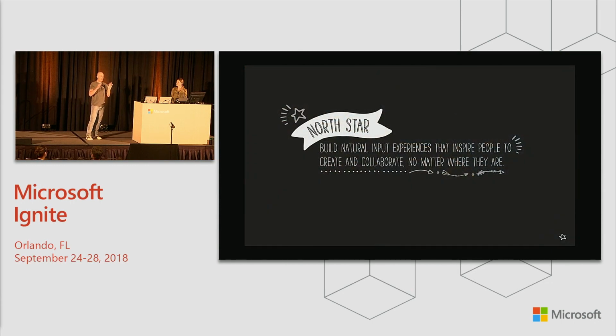So we're going to start in the modern input space. And really our North Star here is to build natural input experiences that inspire people to create and collaborate no matter where they are. And that last piece, no matter where they are, is really important. Obviously today, Office is super great if you have a keyboard and a mouse and you're sitting at your desk or you're working on your laptop. It really excels in these situations. And we want, of course, to continue to make Office amazing in those experiences.